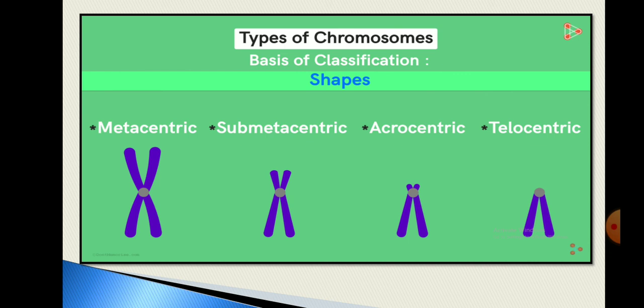Acrocentric, where the centromere is present near the end, and it results in the formation of a very short arm of the chromosome, and the other arm is long. And the last one is telocentric. Telomere is known as the end, so telocentric is where the centromere lies at one end of the chromosome. Thanks.